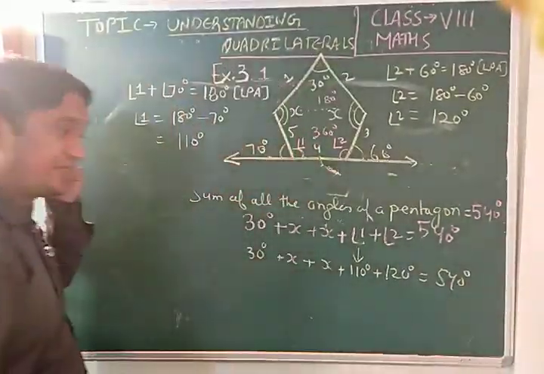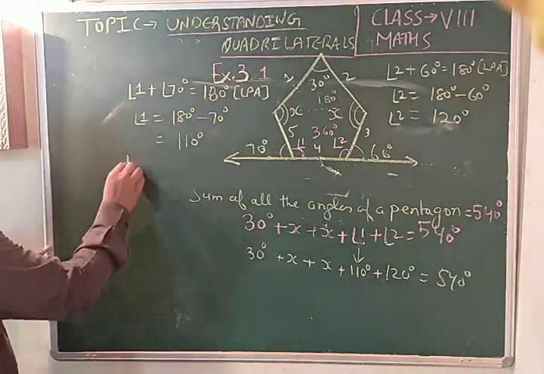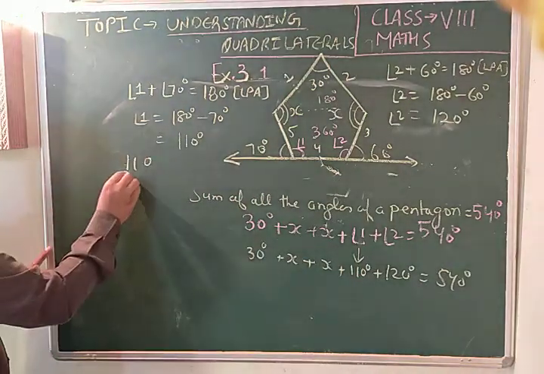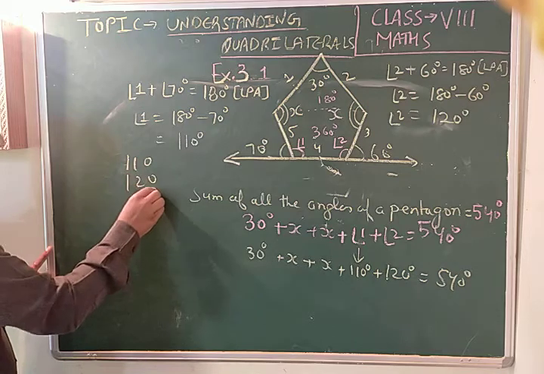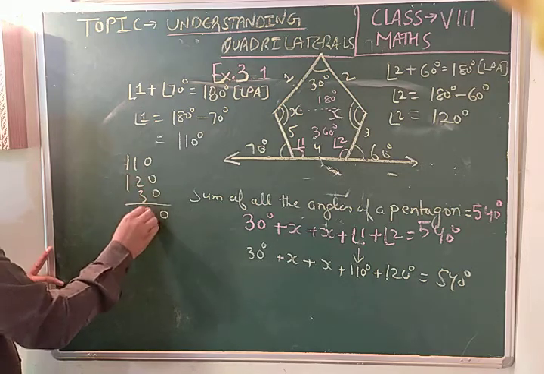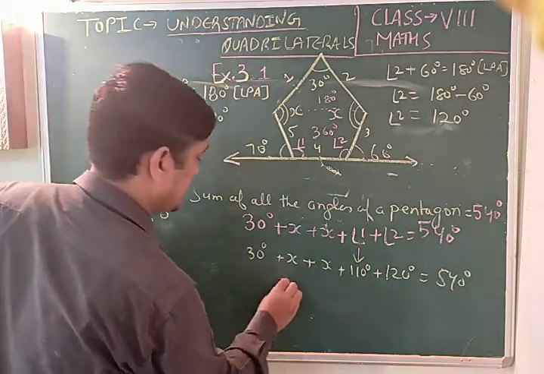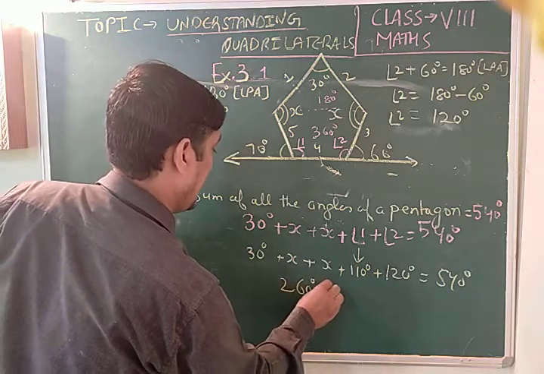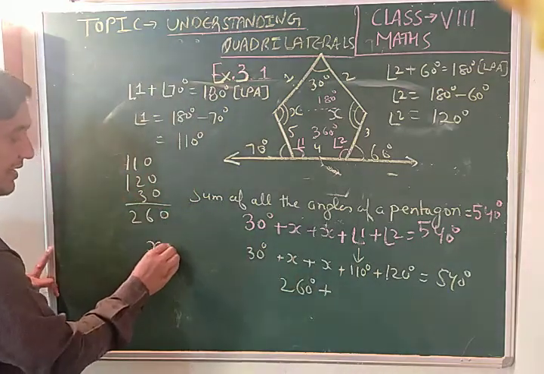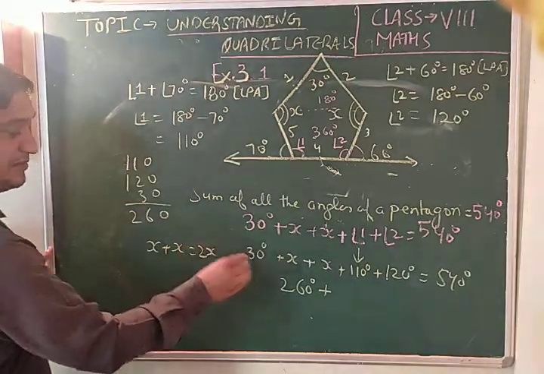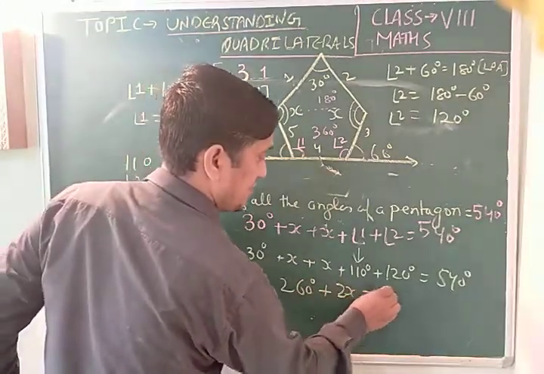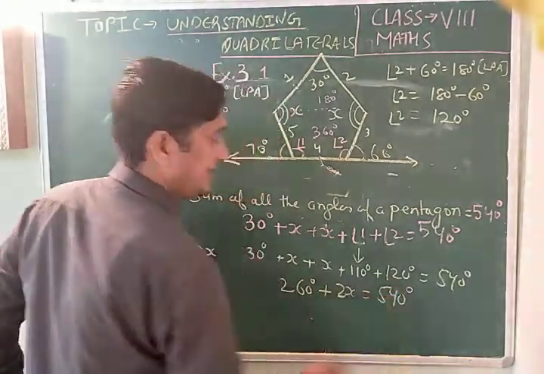540 degree. Now add all these: 110, 110, 120 and 30. It becomes 260 degree. And x plus x becomes 2x, is equal to 540 degree.